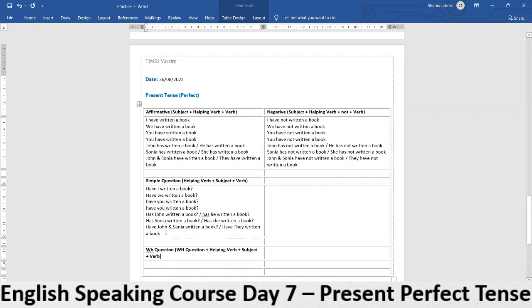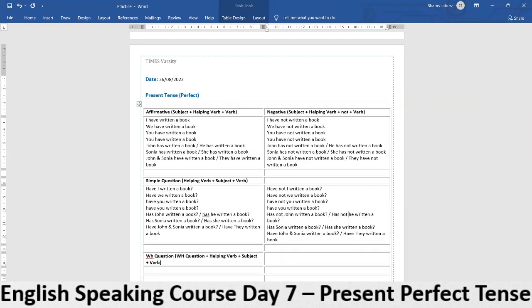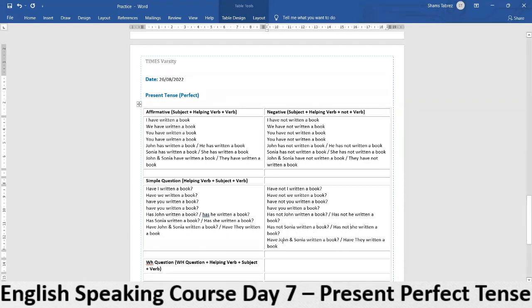Okay. And if we want to add not to it, then it should be after the helping verb. So not to it. Have not you written a book. Has not John written a book. So it should also be capital. Has not he written a book? Has not Sonia written a book? Has not she written a book?